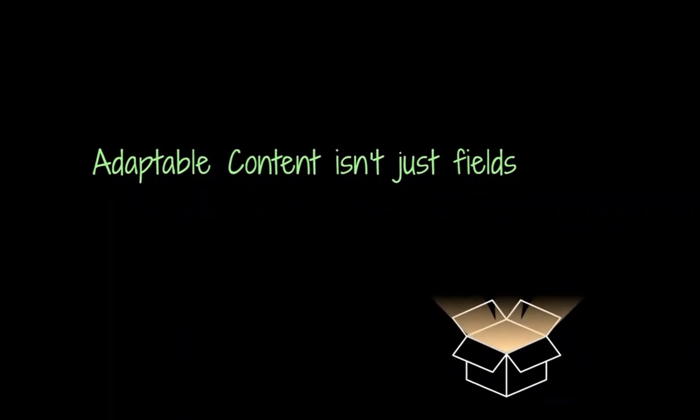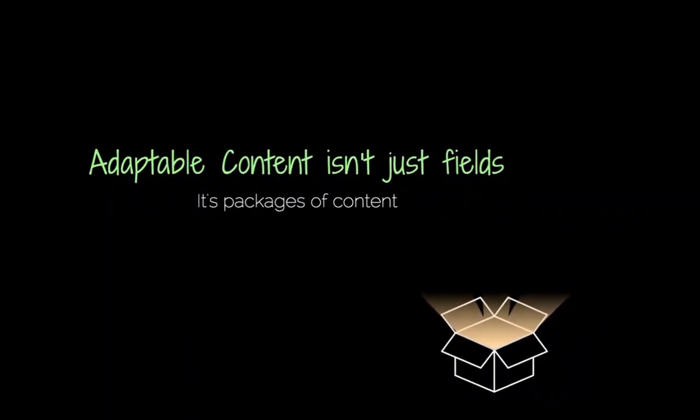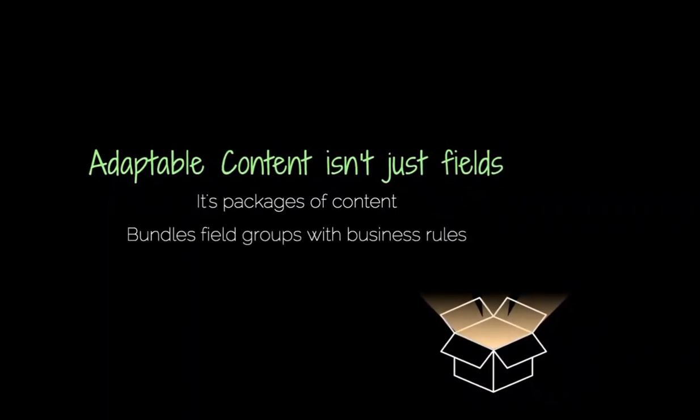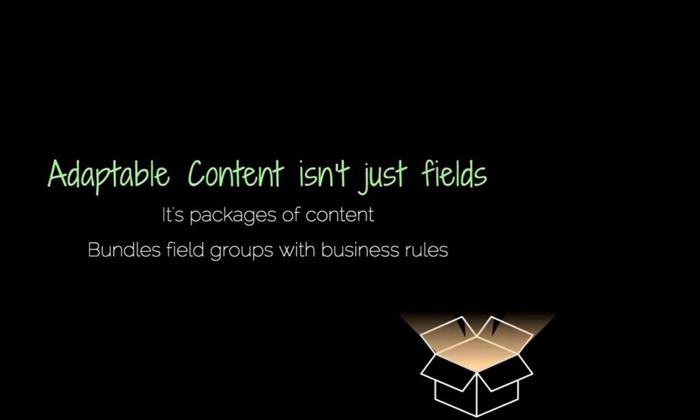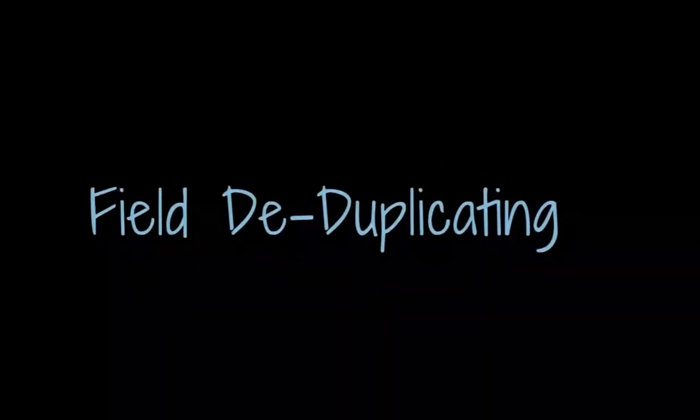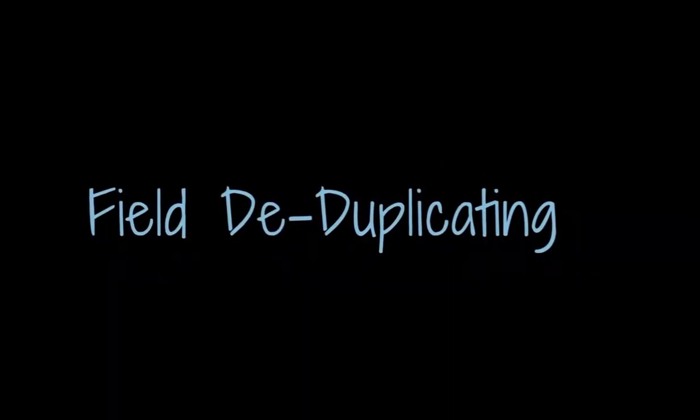Adaptable content isn't just about making fields, it's about packages of content. We bundle a bunch of fields and we group those with business rules so that we know what actually gets displayed with what front end. There's one last problem.